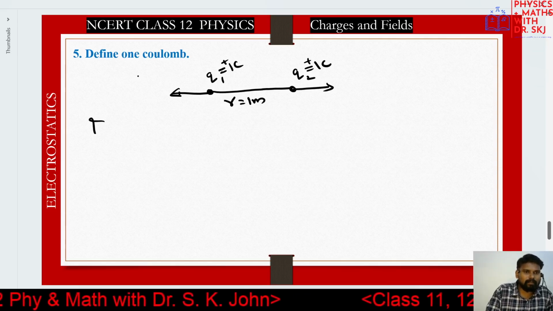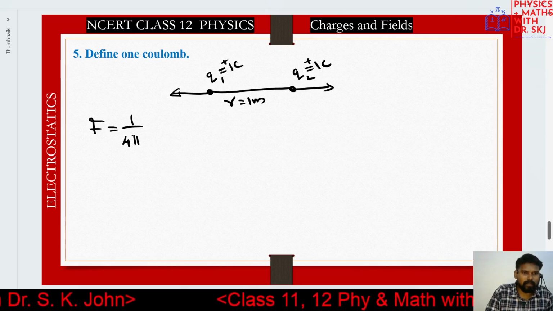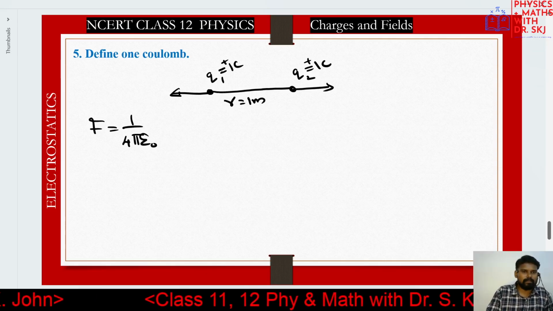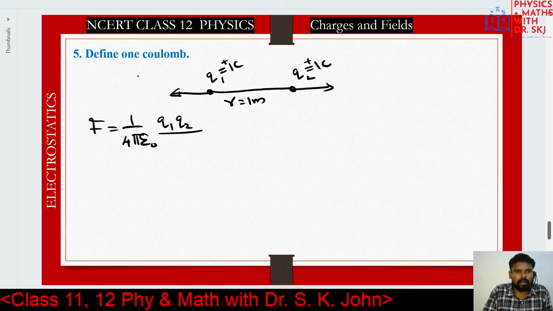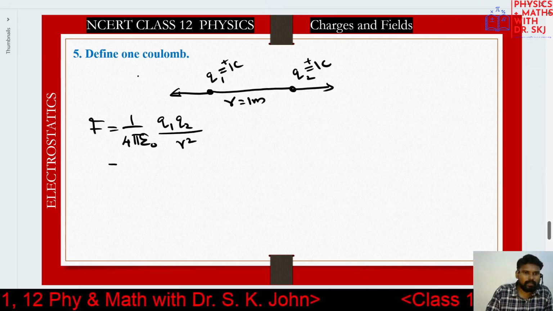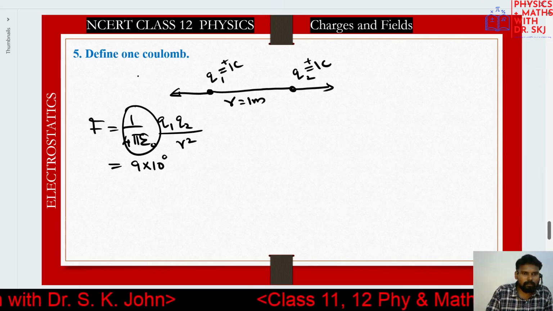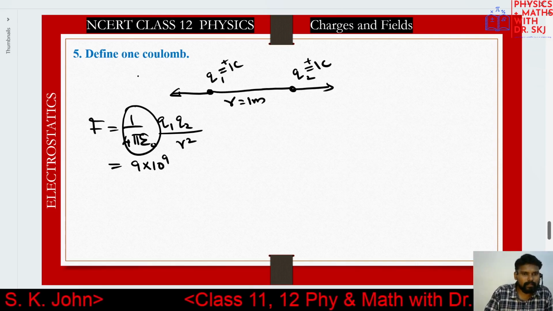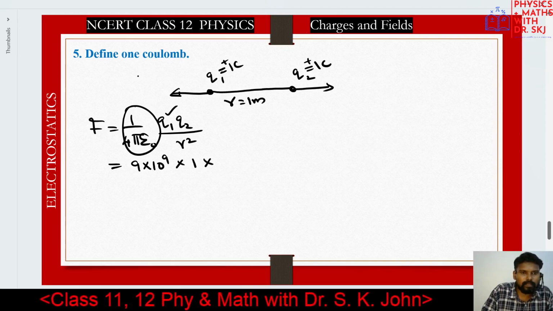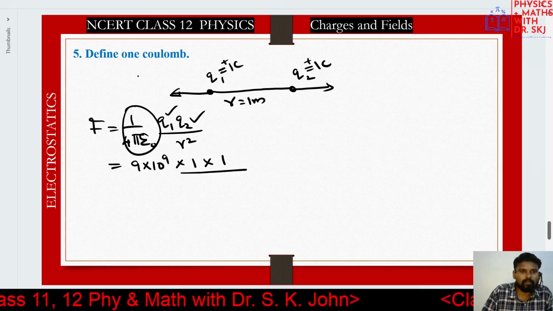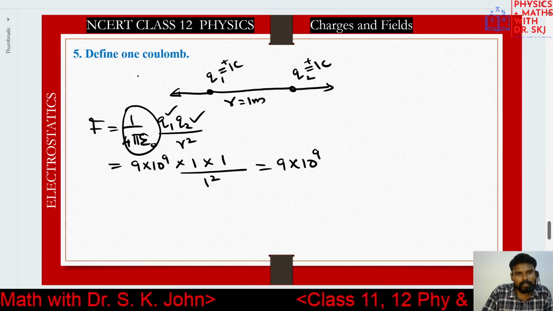If you write the magnitude of the force, it is like this. Suppose air is the medium between the charges, then you can write 1 by 4 pi epsilon 0 Q1 Q2 divided by R square. What is the value of 1 by 4 pi epsilon 0? 9 into 10 raised to 9. You have to remember that value. 9 into 10 raised to 9 into Q1, which is 1 Coulomb, Q2 is 1 Coulomb, and the distance is 1. So what do you get? It is 9 into 10 raised to 9 in SI units, Newton.